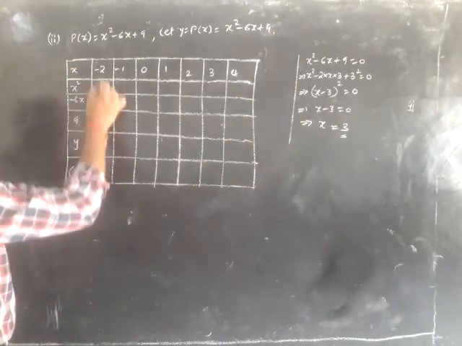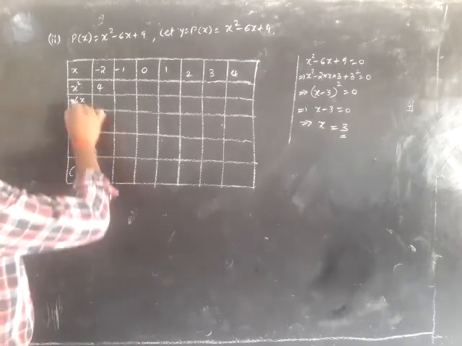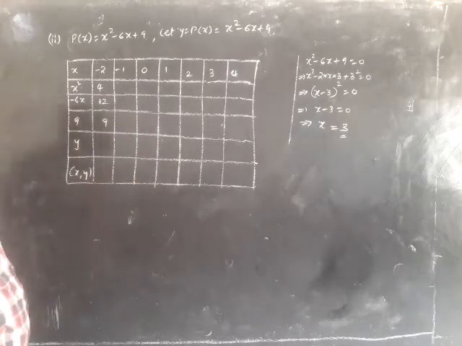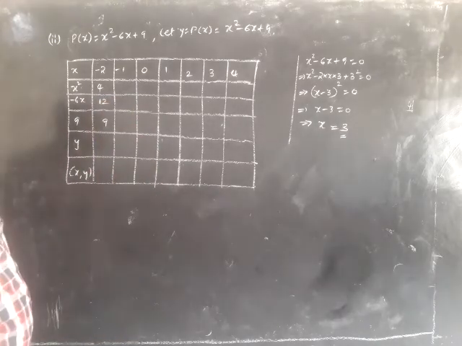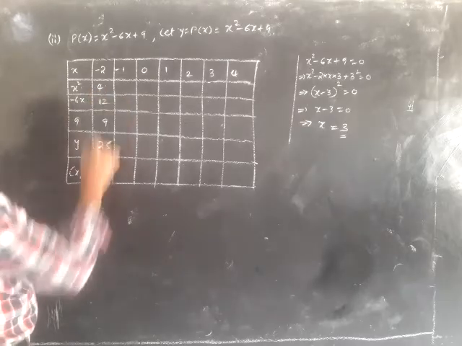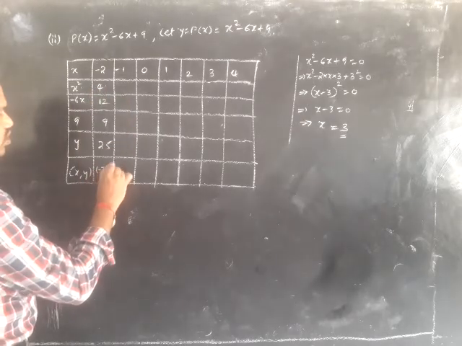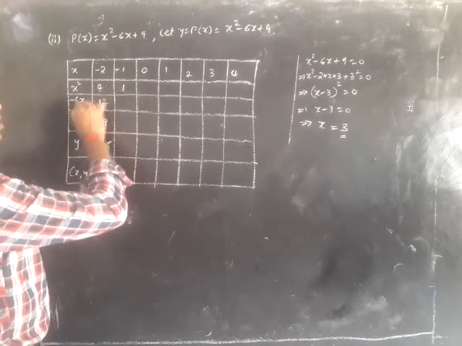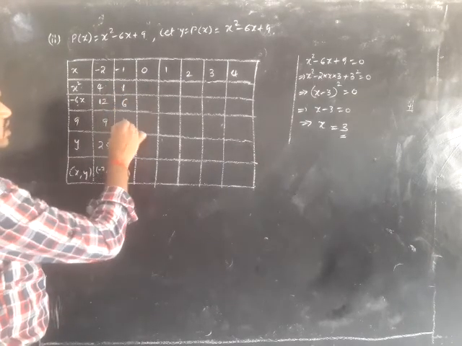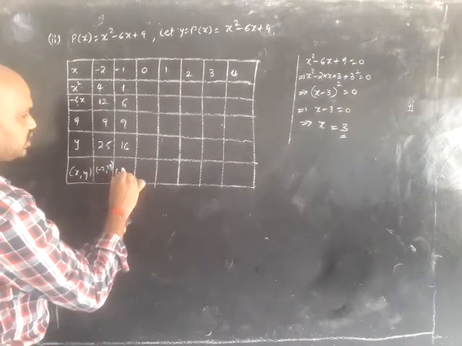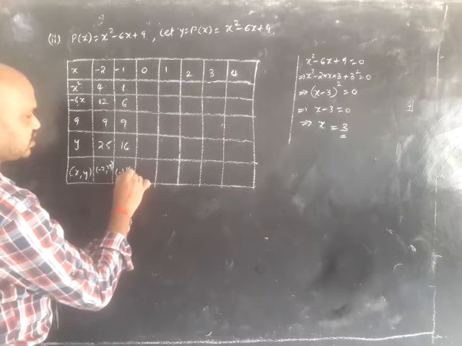Now minus 2 square is 4. Minus 6 into minus 2 is plus 12 and 9. So if we add 4 plus 12, 16, 16 plus 9 is 25. Next, the point is minus 2 comma 25. Minus 1 square is 1. Minus into minus plus 6, 1 plus 6 is 7, 7 plus 9 is 16. The point is minus 1 comma 16.